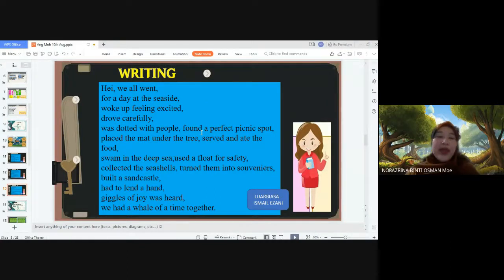Hey, we all went for a day at the seaside, woke up feeling excited, drove carefully, was told to be people, found a perfect picnic spot.